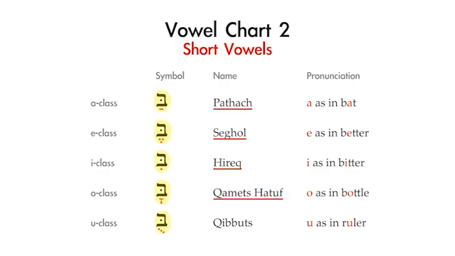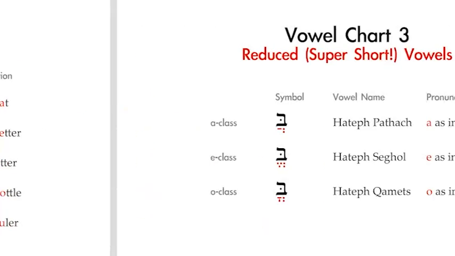Qamets hatuf is the short O class vowel, and like the qamets, it appears as a small T underneath the consonant, and it's pronounced like the O in bottle. Finally, the qibbuts is the short U class vowel, and it appears as a series of three diagonal dots under the consonant, and it's pronounced like the U in ruler. Let's pronounce these vowels again with the consonant bet. Ba, be, bi, bo, bu. These are the short vowels from vowel chart 2.